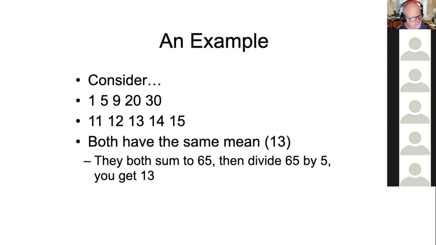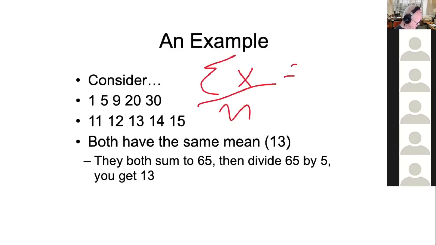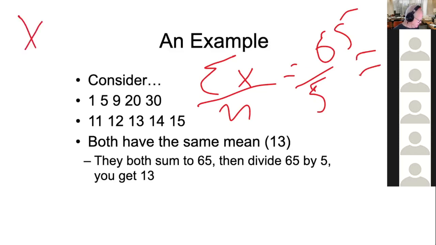Both have the same mean. They sum to 65, you divide by 5, that's 13. So the mean is 13 for both of these batches of numbers. All I did is I summed them. So 1 and 5 is 6, and 9 is 15, and 20 is 35, and 30 is 65, divided by 5 is 13. So the mean for both of those is 13.